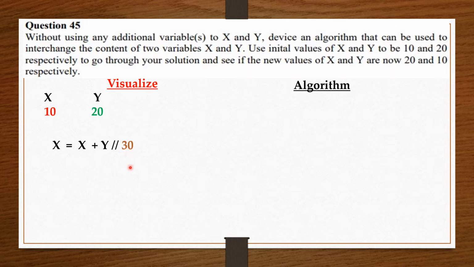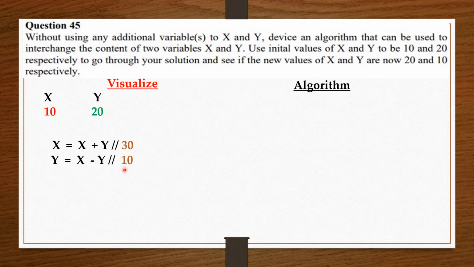The next thing I'm going to do is that in this x equals x plus y, I am going to take this y away. Now when I take the y away, what will be left? I'll have only x left over here. Now with only the x left over here, I'm going to take that x and store it in y. So I'll say y equals x minus y. Now when we do the computation, it's going to be 30 minus 20, which is 10.